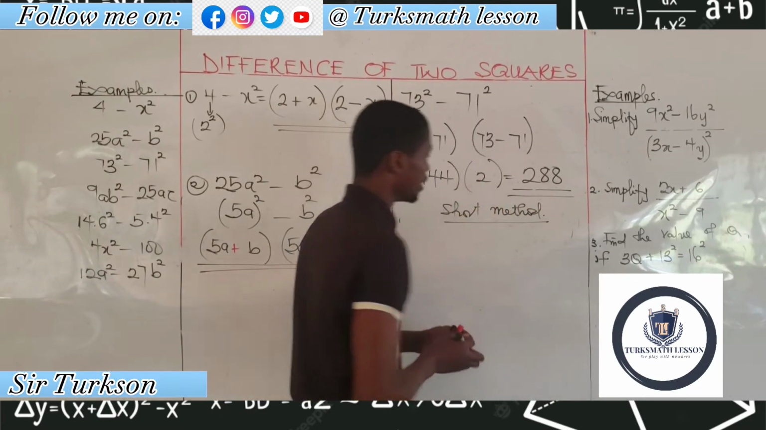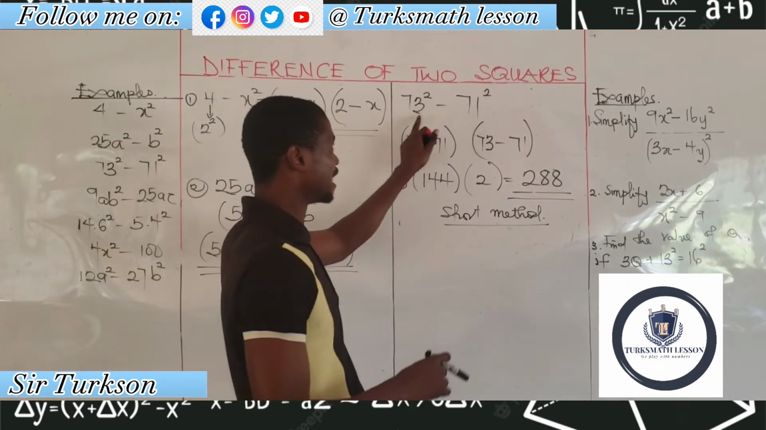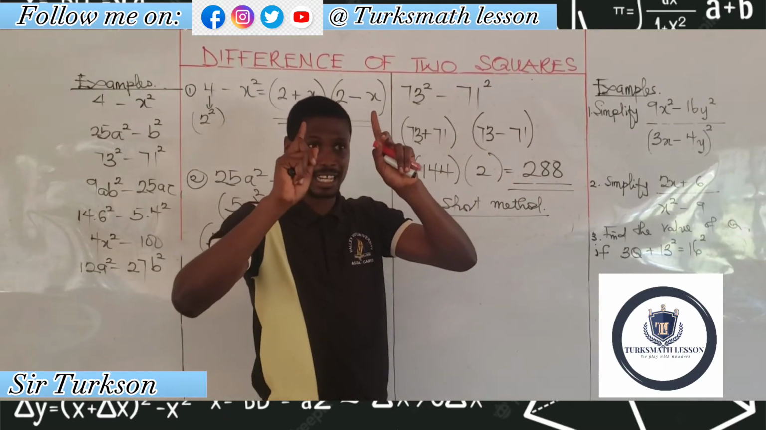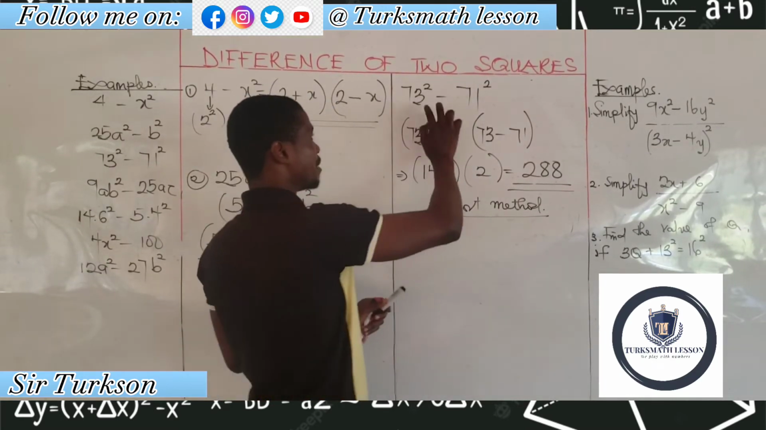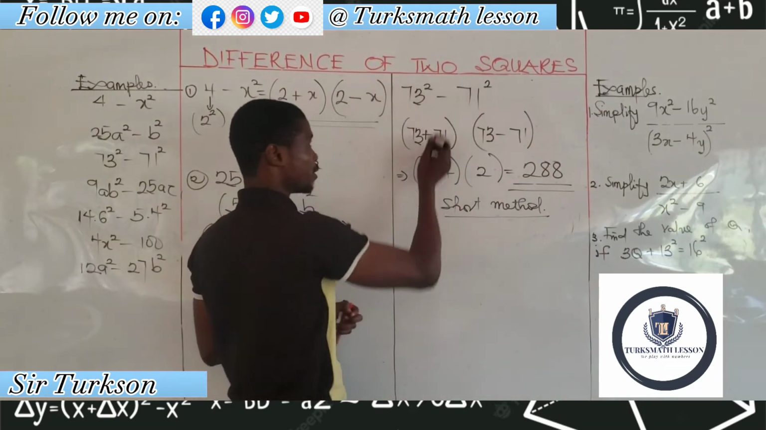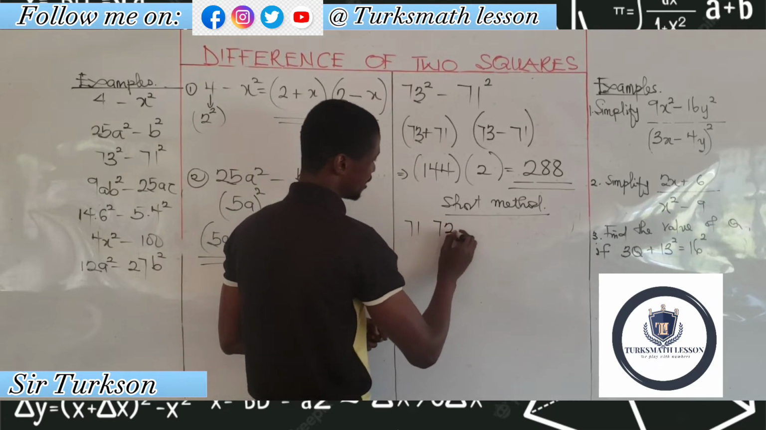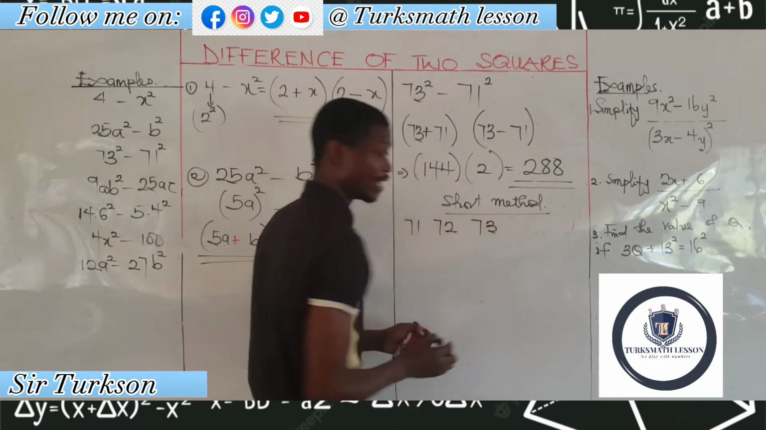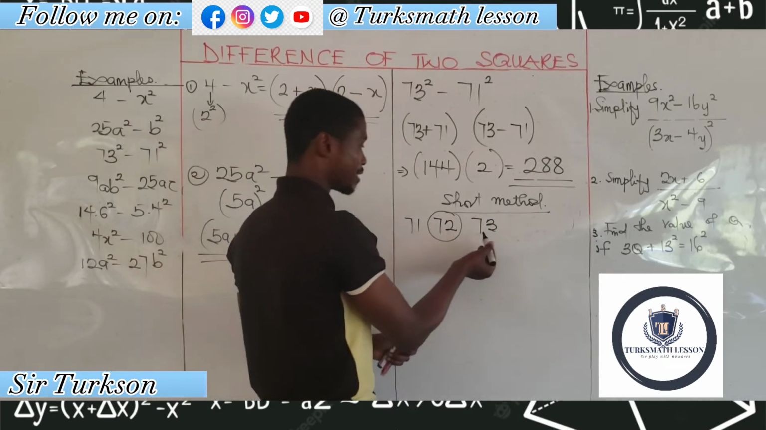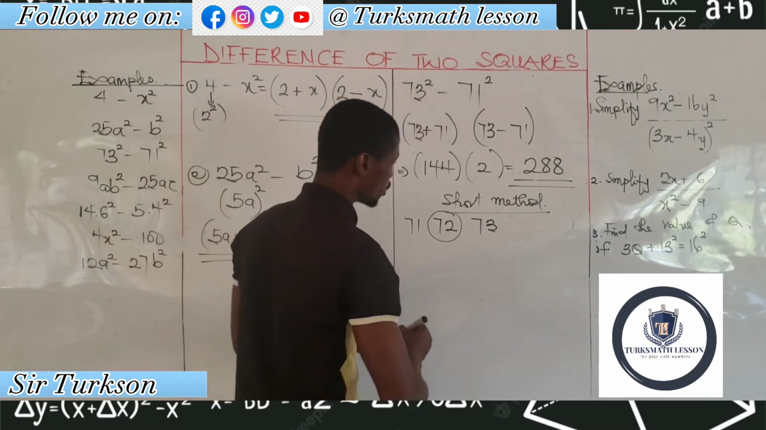Short method here. Now the short method here is very simple. When you have the difference here, the number in between them to be only one. Do you understand? Very good. Now what's the number between? Let's take it from 71 to 73. So you realize that 72 is between 71 and 73. Right? Very good.